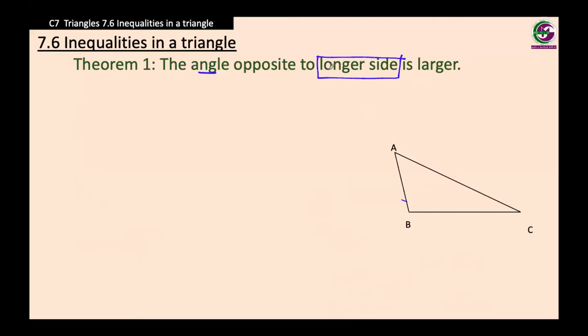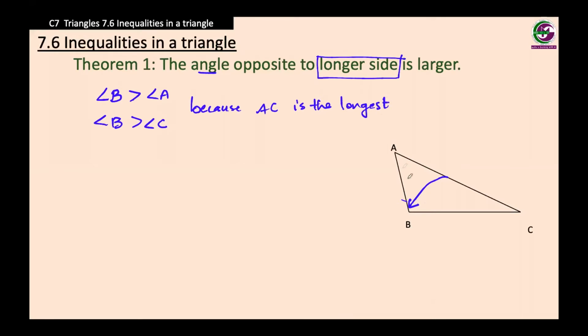Then the theorem says the angle opposite to this side is only angle B. Angle A and angle C are adjacent angles. So angle B is greater than angle A, as well as angle B is greater than angle C, because AC, which is the opposite side, is the longest. That is the theorem. A simple theorem. We just have to understand which is the opposite angle.